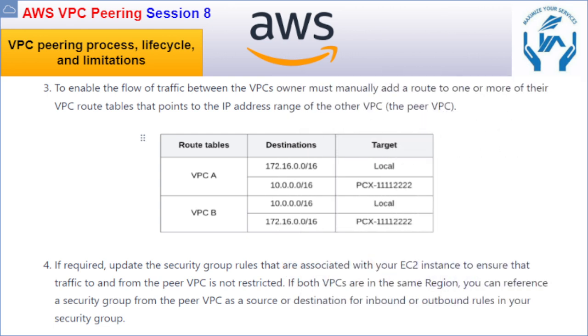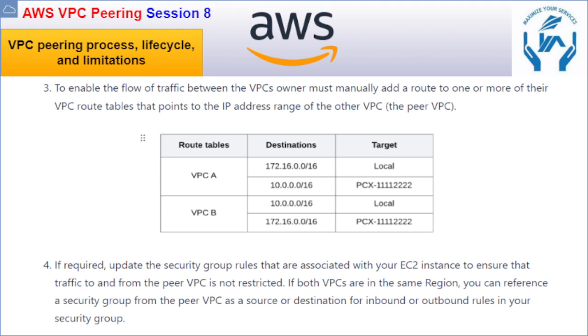Okay, so another point: to enable the flow of traffic between the VPCs, the owner must manually add a route to one or more of their VPC route tables that points to the IP address range of the other VPC. Got it? Okay, let me explain. There is no user interface where you can just press a button, connect, provide the name of the other VPC, and it will be automatically configured and start communicating.